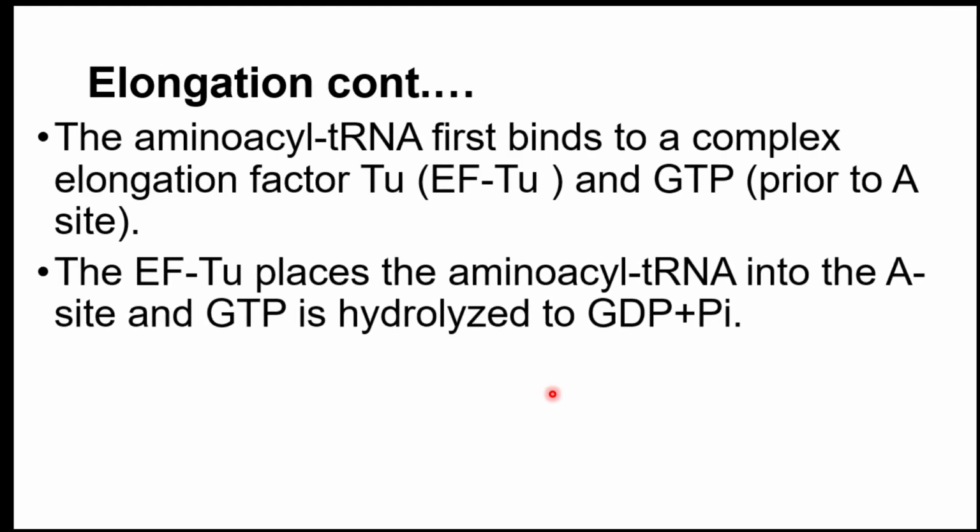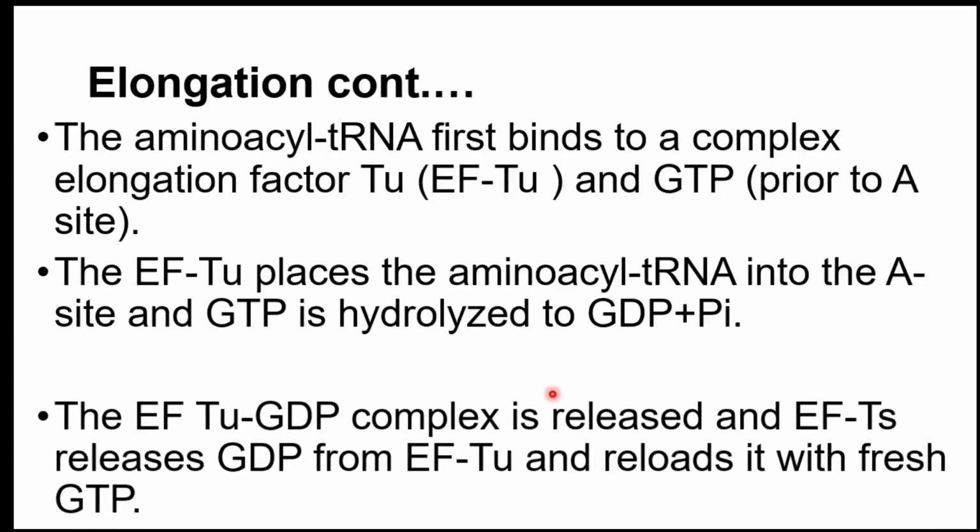So let's look at the details of exactly what happens. These things don't just move de novo. They are activated by something. So basically what happens is the amino acid tRNA, the transfer RNA which has the amino acid, first binds to a complex, elongation factor. This is the elongation factor TU, and the GTP, prior to the A site. So this is going to bind with the elongation factor, and when they bind, the elongation factor is going to place the amino acid tRNA into the A site.